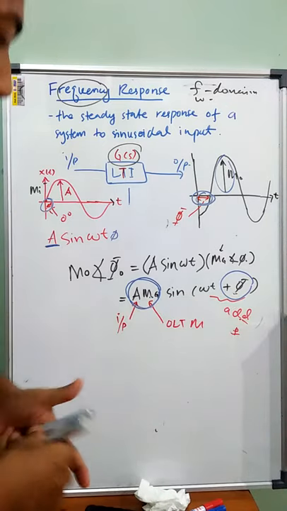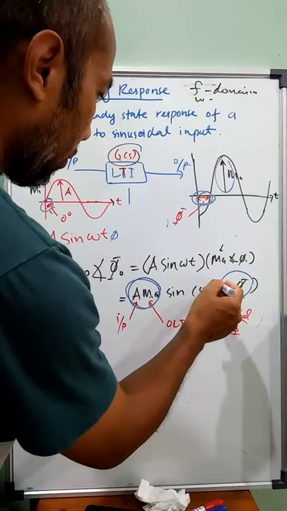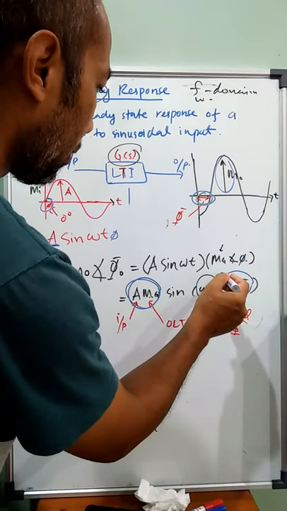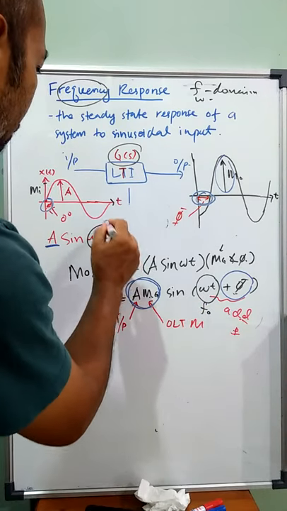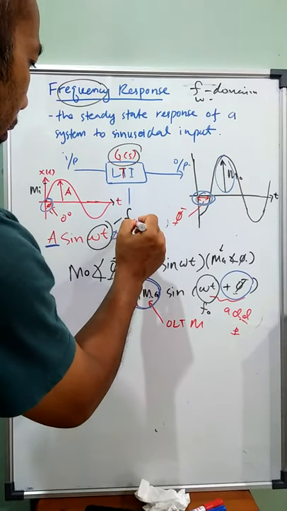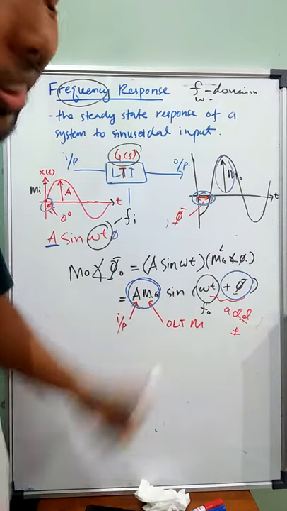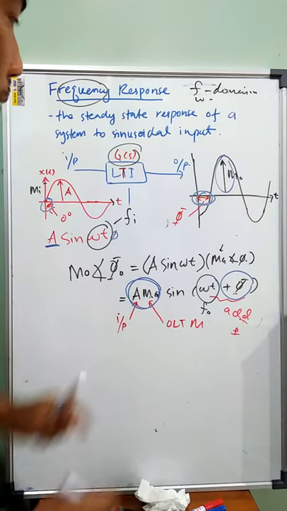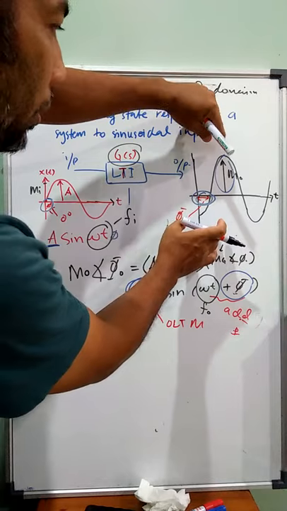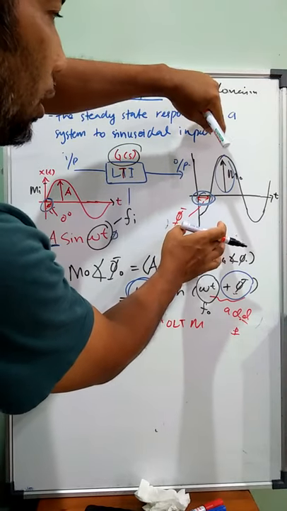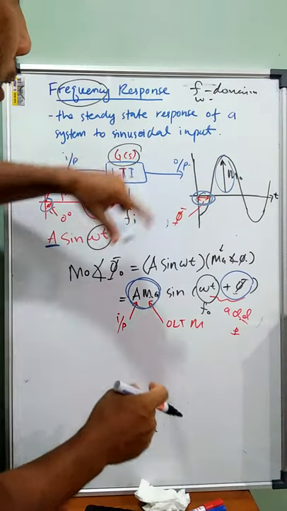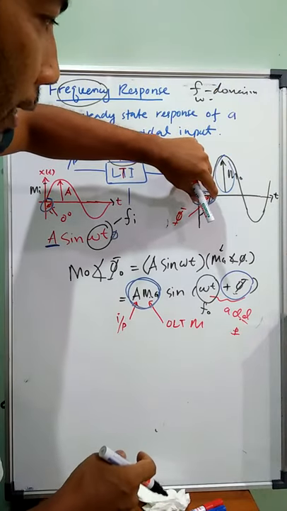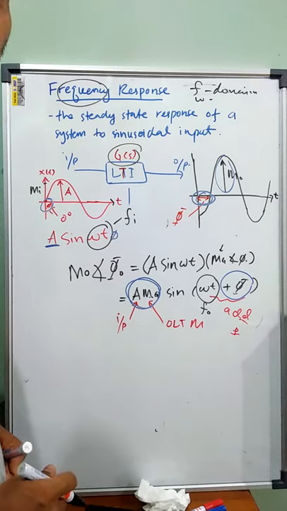However, the frequency is single. The output frequency is the same as the input frequency, the same or single frequency. So make sure that the output of the frequency response is in the time domain, and we just plot the changes in magnitude and phase.